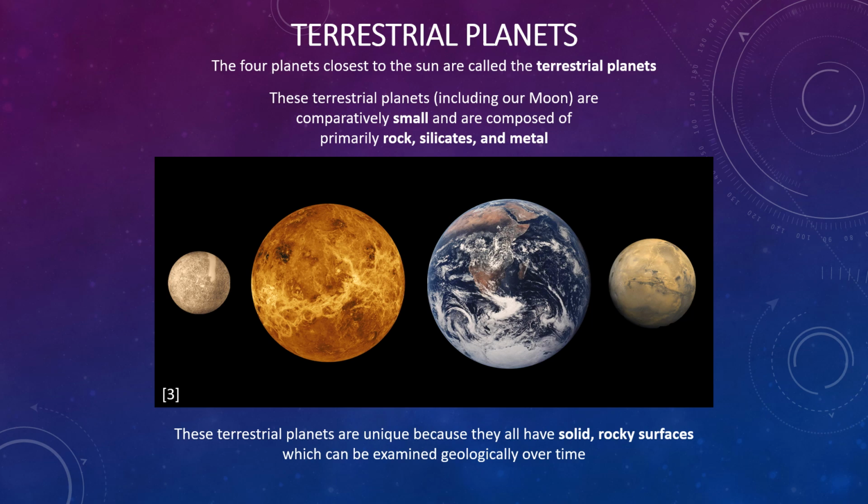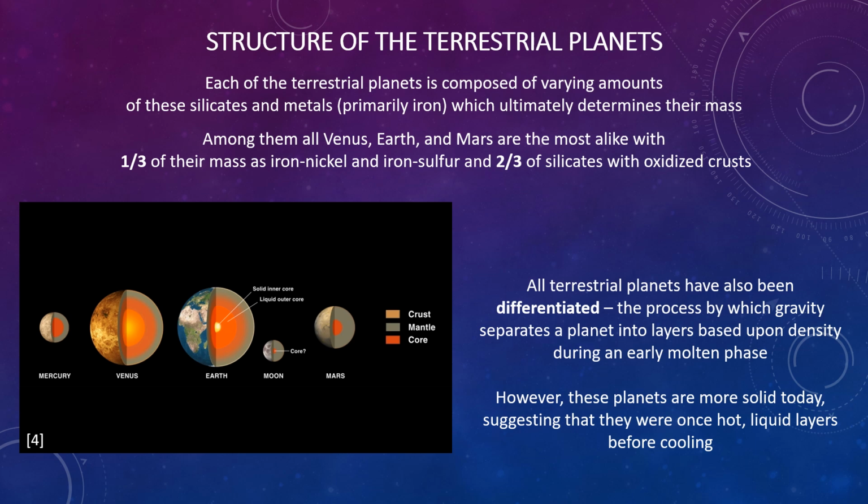and how they were formed. So the structures of these terrestrial planets are quite similar, with each one of them being composed of different amounts of silicates and metals, with iron being the main metal, and this ultimately determines their mass based on what their composition is. Among these terrestrial planets, Venus, Earth, and Mars are the most alike, having about 1/3 of their mass as iron nickel and iron sulfur, and 2/3 of it being silicates with oxidized crusts.